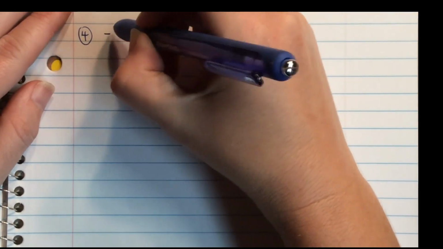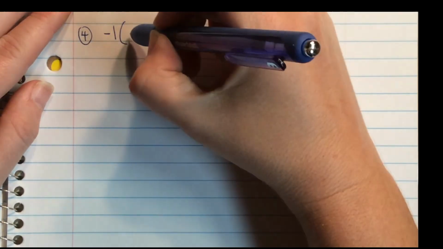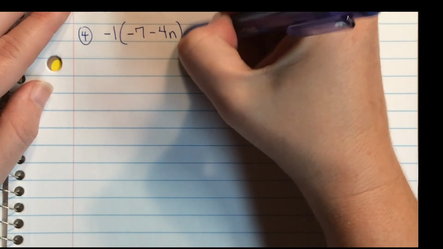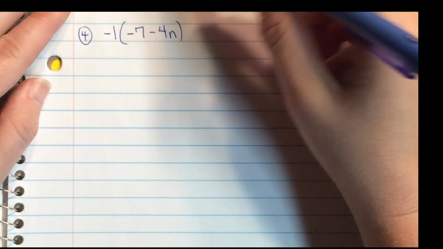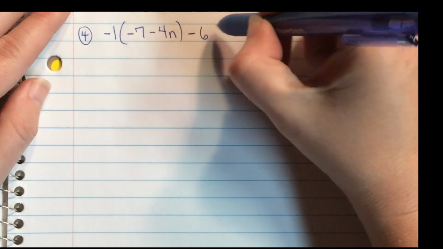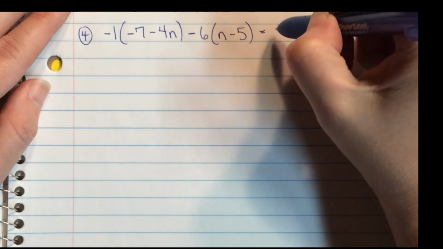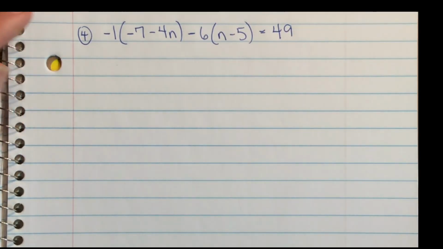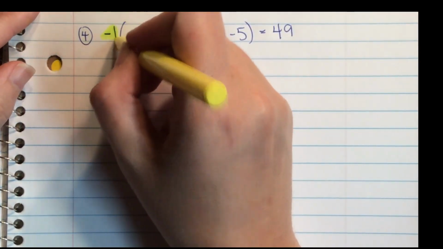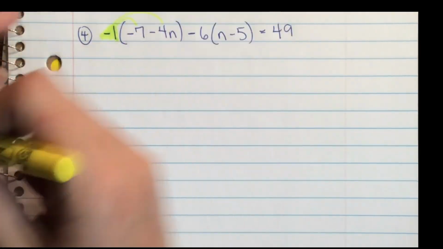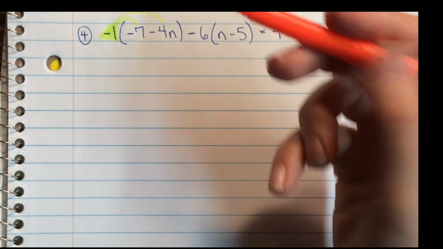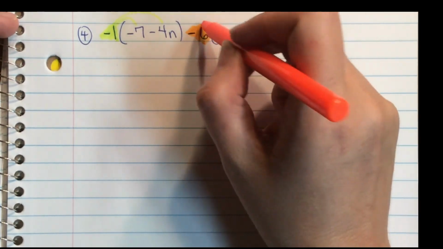So I have negative 1 times negative 7 minus 4n, minus 6 equals 49. All right, so we got two sets here. We're going to distribute a negative 1 here, and then we're going to distribute a negative 6 here.